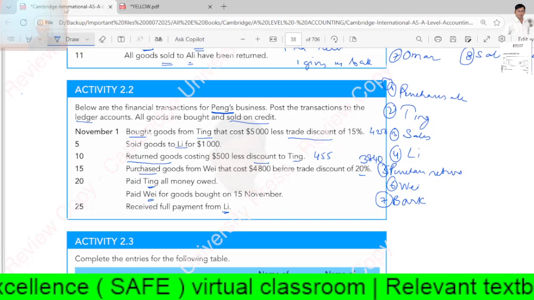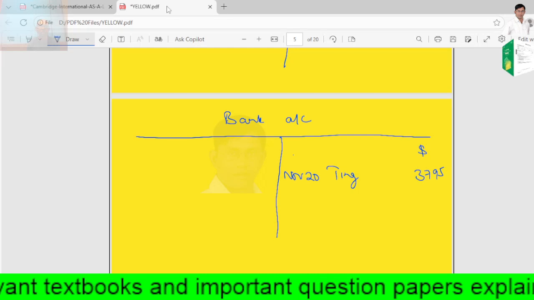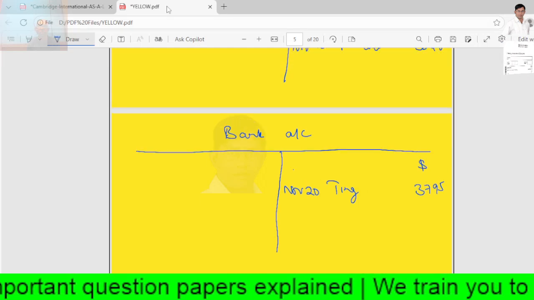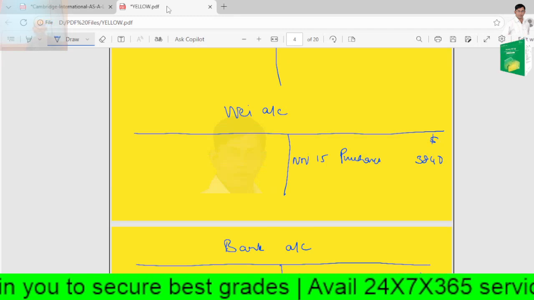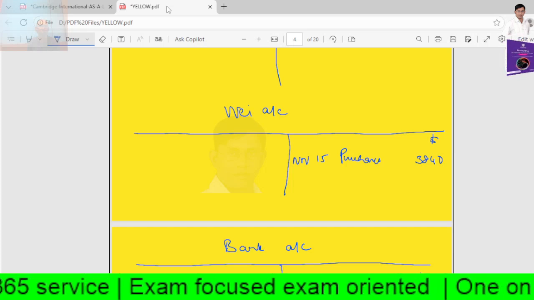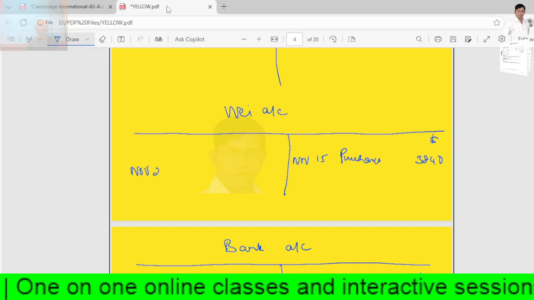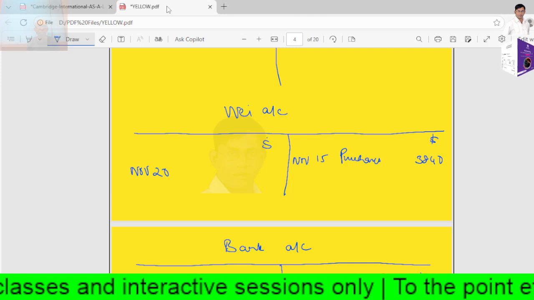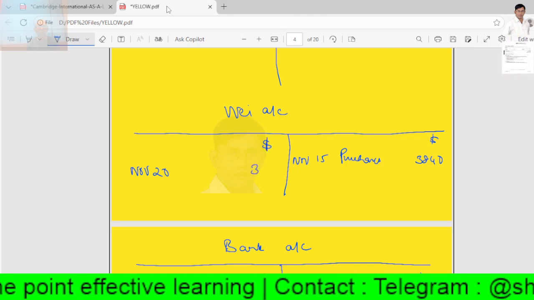We have to pay V. Let us see, V, how much have we purchased? We have purchased 3840. So obviously we have to pay him 3840, and it is on November 20th.